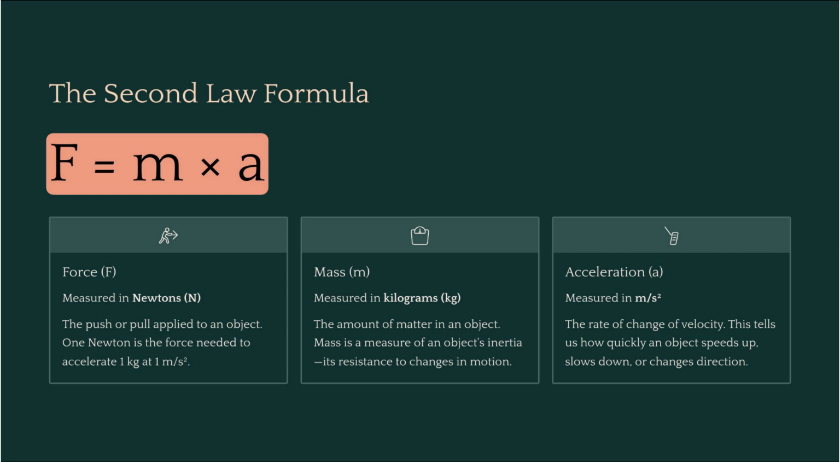We can write the second law as a powerful mathematical equation. Force equals mass times acceleration, or F = m × a. In physics, we measure force in a unit called the Newton, N, named after Sir Isaac himself. Mass is measured in kilograms, and acceleration is measured in meters per second squared. This one little equation allows us to calculate any of the 3 variables if we know the other 2.